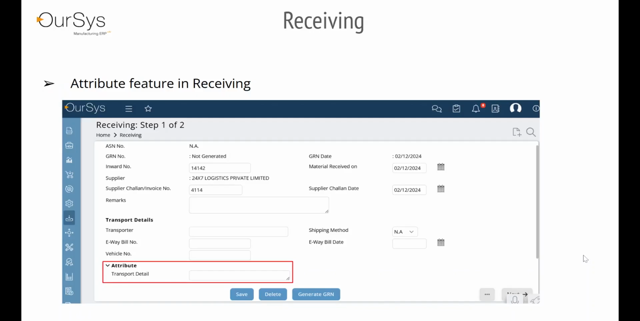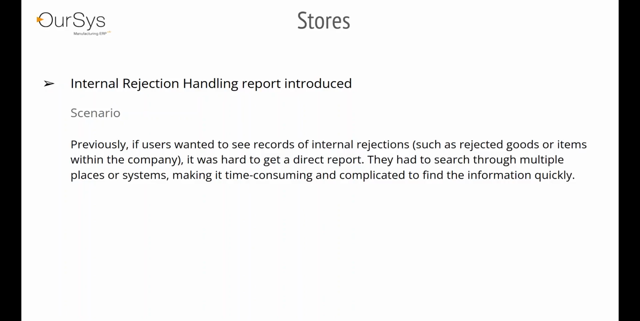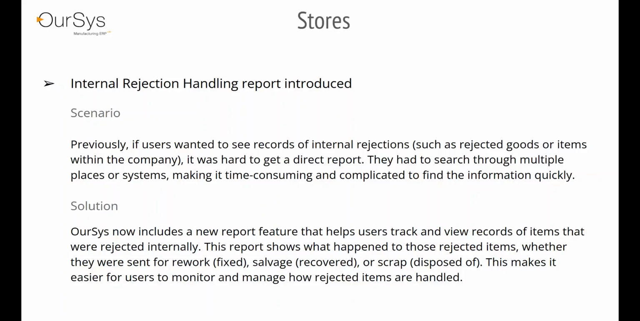Internal rejection handling report introduced. Before, if a user wanted to see an internal rejection report, it was not possible as we didn't have any report in the system to take out. Now we have introduced a reporting option, where the user can view the number of transactions that have been made under the internal rejection handling, whether it is rework, scrap, or salvage. The system will give you data on the number of job orders that went through these processes.